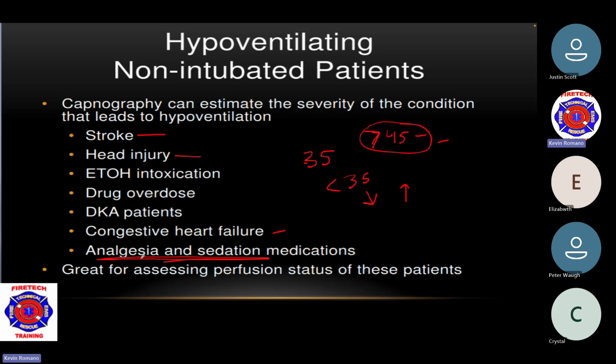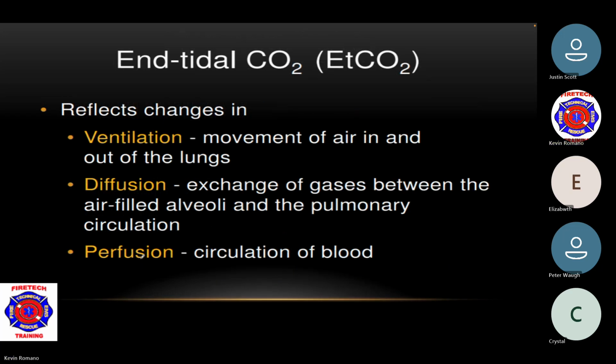So we went a little more in detail on that, but again, this is why we need to start utilizing our end-tidal readings to help with our perfusion and oxygenation status. All right, so end-tidal CO2 monitoring reflects changes in ventilation, movement of air in and out of the lungs. It looks at diffusion, the exchange of gas between the air-filled alveoli and the pulmonary circulation. Remember that diffusion is a gas moving from an area of higher to lower concentration. Sorry, we'll look at that in the next slide.